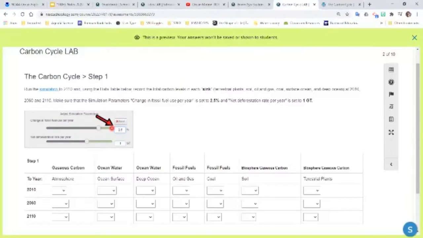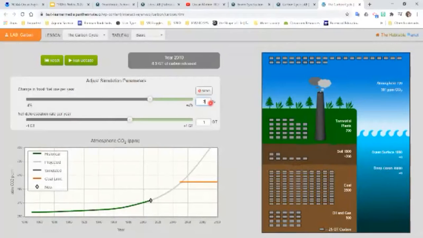If you look here, we want the change in fossil use per year to be 2.5 and the net deforestation to be 1. So I'm going to change this to 2.5. And then we are going to run each decade. Looking at this chart, if we change nothing, it's just going to go up and up and up. What we would like to do is to have it stop and flatten out here, this orange one. So I'm going to run it a decade.